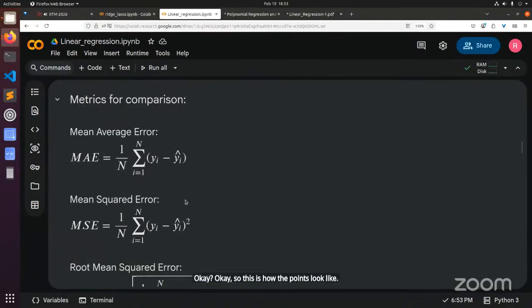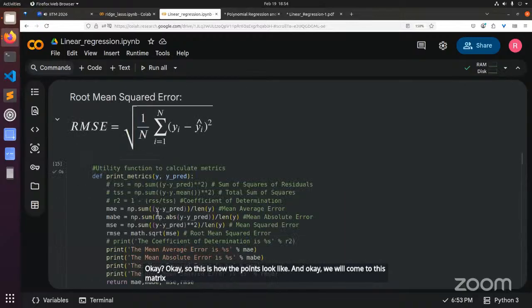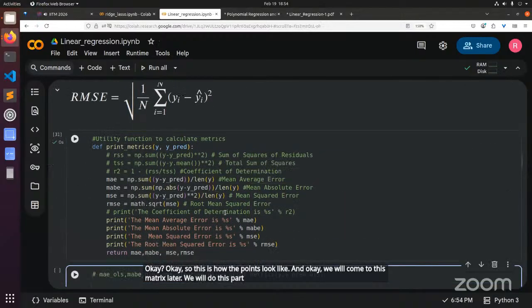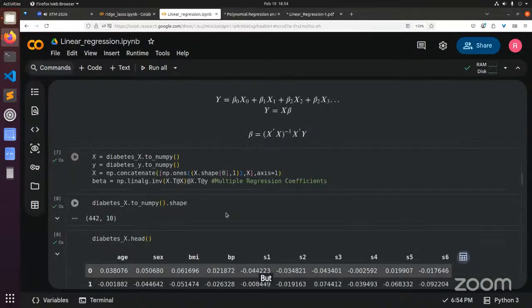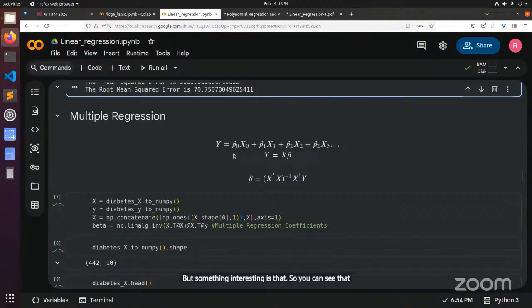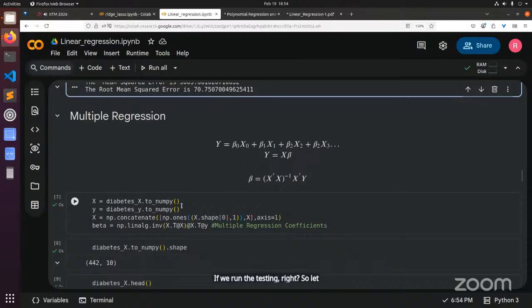We will come to this matrix later. We will come to this part again when we actually do it. But something interesting is there. So we learned linear regression as y is equal to b naught plus theta 1 x. We learned this thing, right? So let's do the same thing.